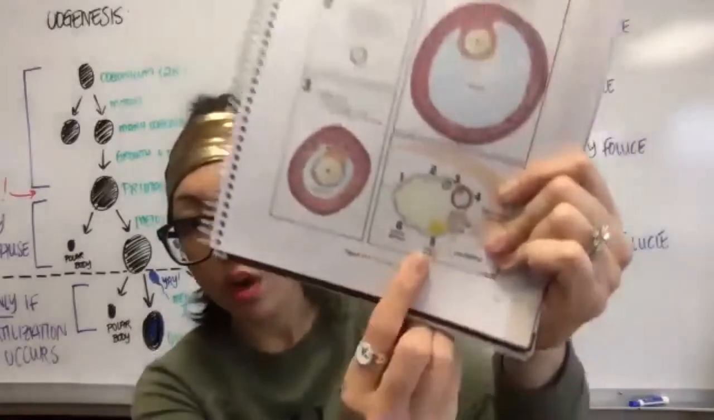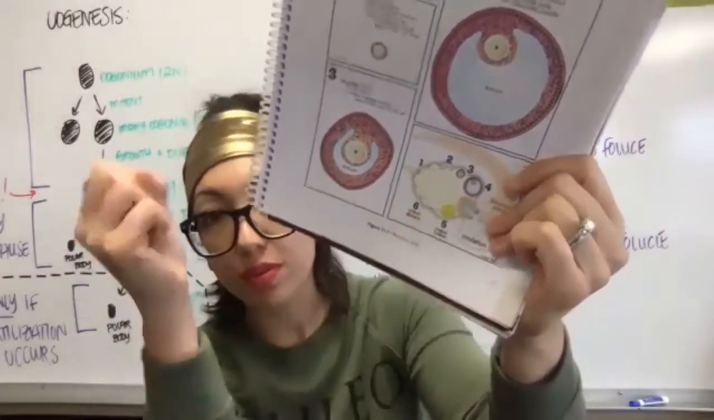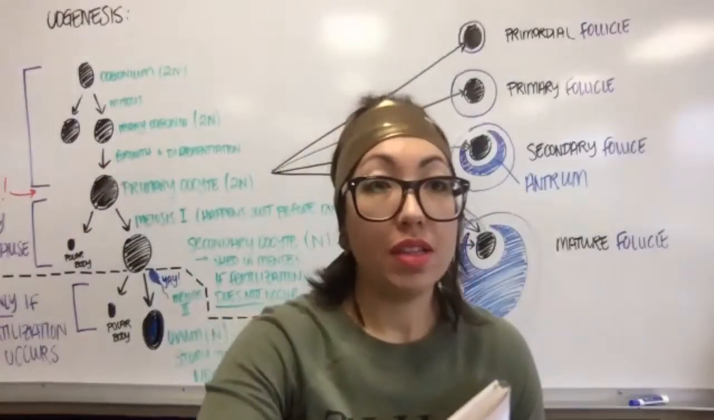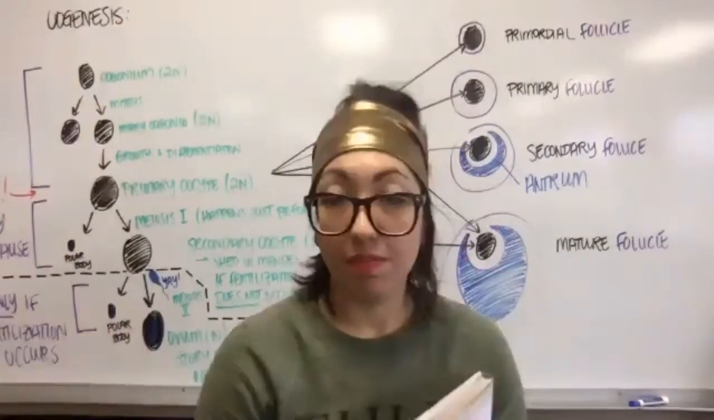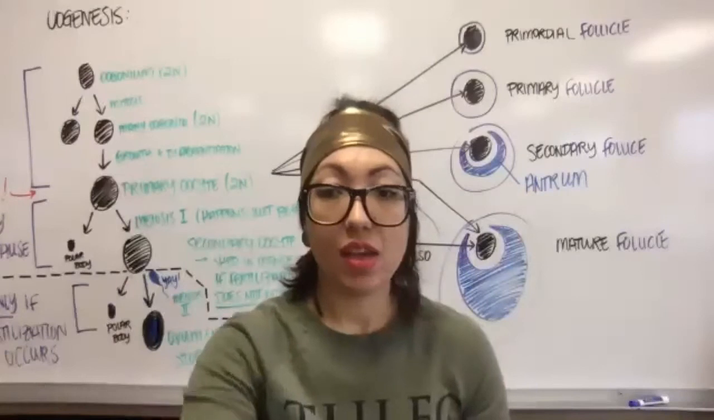But it will go from a corpus luteum to a corpus albicans, shrivels up. And albin refers to white, so it means a white body. So corpus albicans is the white body.